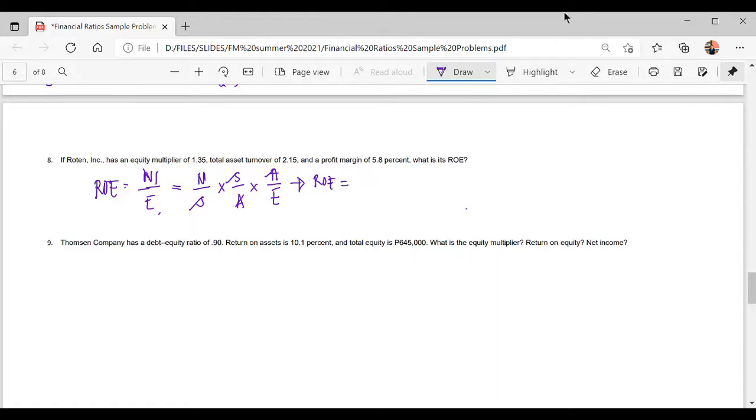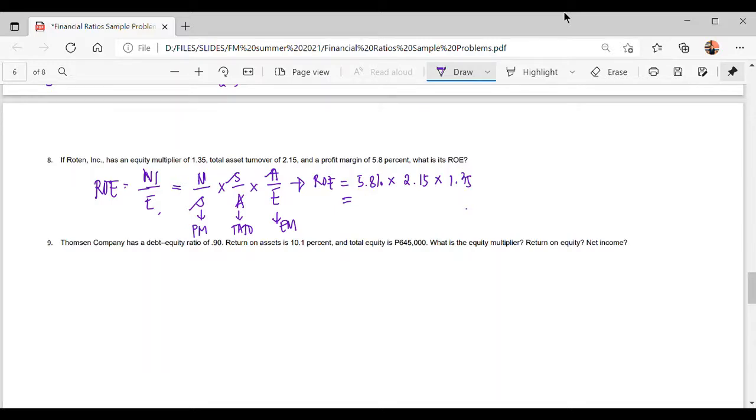Given is the equity multiplier. And this is your total asset turnover. And this is your profit margin. So, therefore, simply multiply. You have profit margin is 5.8%. But if they are all percentages, you can also convert it to a percent. So, profit margin times 2.15 times 1.35.